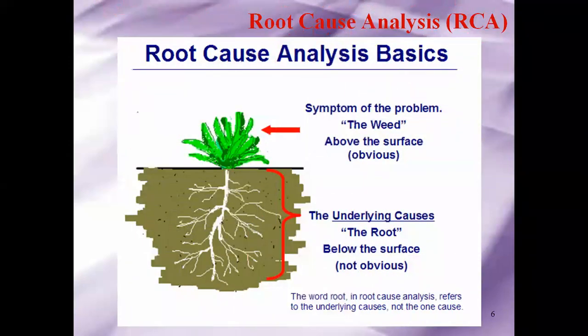Okay, now if you look at the root cause analysis, the symptom or the problem, I call it the weed, is above the surface, and it's very obvious for us because we know what it is. But the underlying causes, or the roots, are below the surface and not obvious, and that is where we need to do the analysis. Okay, so we are looking at the underlying causes, not just one cause. It could be many, it could be from any other quarter also.